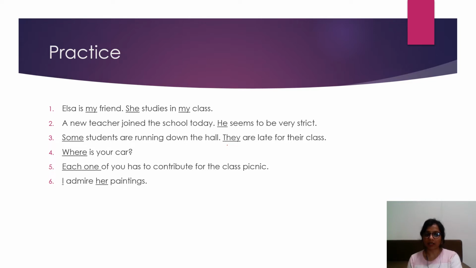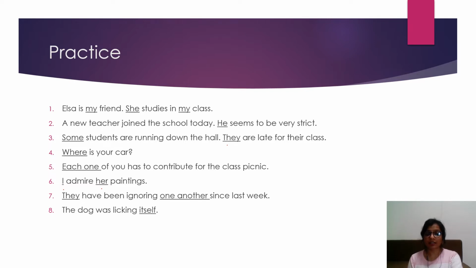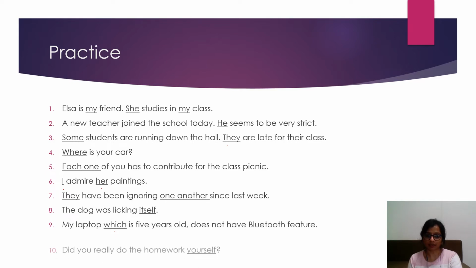I admire her paintings. "I" as well as "her" are the pronouns in this sentence. They have been ignoring one another since last week. "They" and "one another" are the two pronouns in this sentence. The dog was licking itself. If you remember, this came under reflexive pronoun, the one in which we add "self" or "selves". My laptop, which is 5 years old, does not have Bluetooth feature. So, "which" is the pronoun in this sentence.